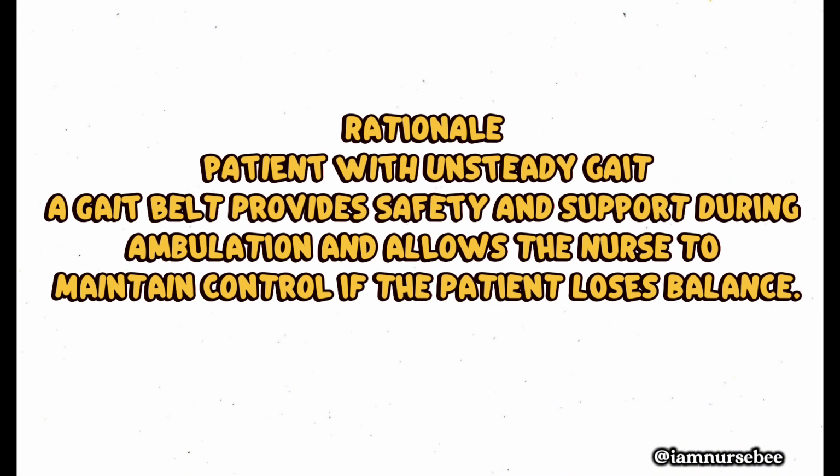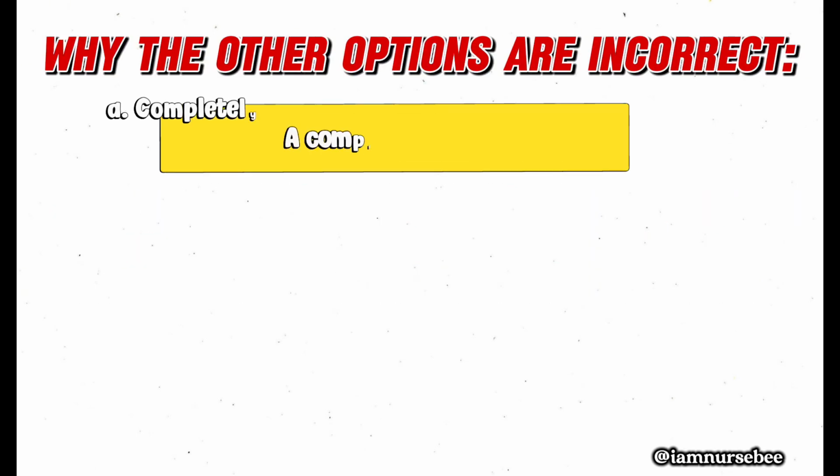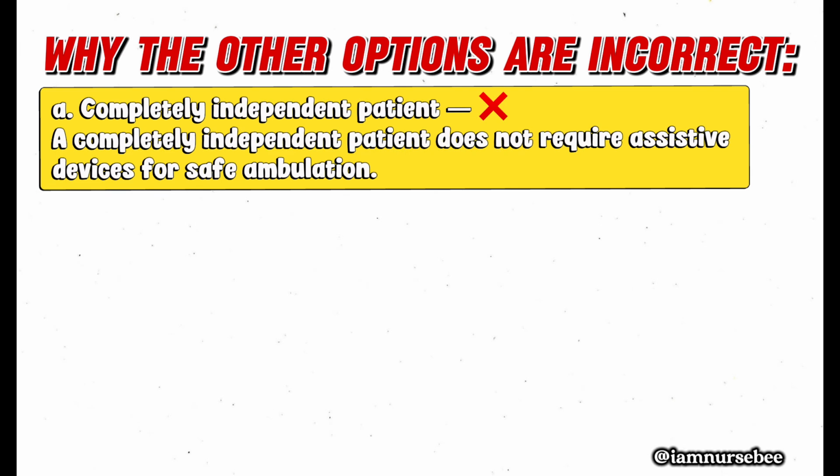Rationale: patient with unsteady gait. A gait belt provides safety and support during ambulation and allows the nurse to maintain control if the patient loses balance. Why the other options are incorrect? A. Completely independent patient. A completely independent patient does not require assistive devices for safe ambulation.